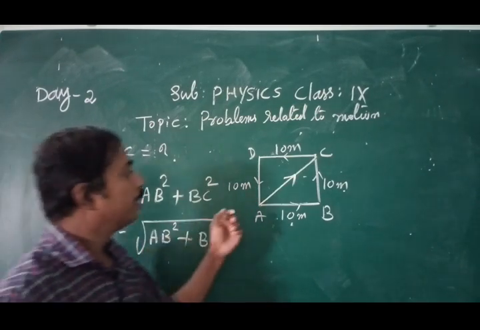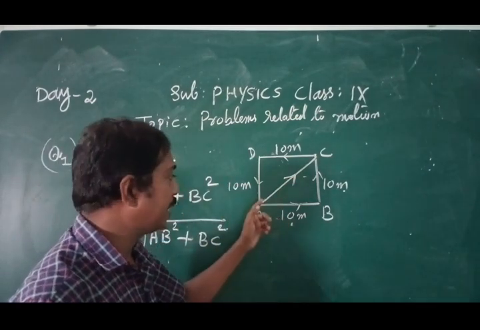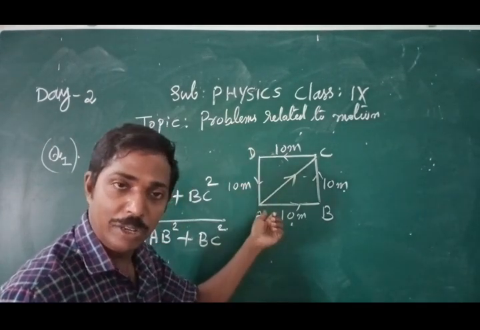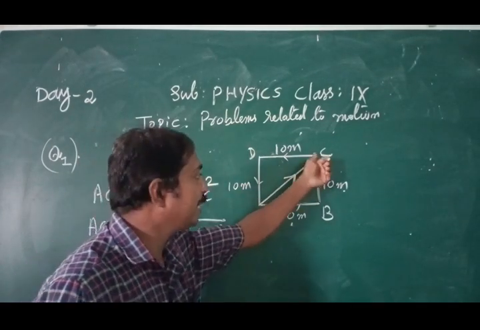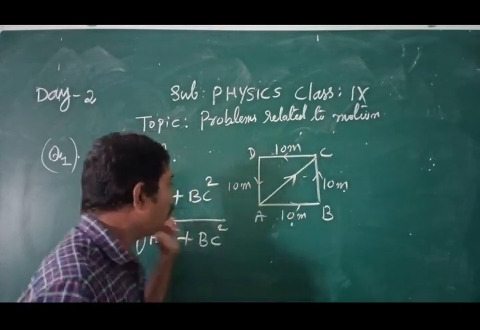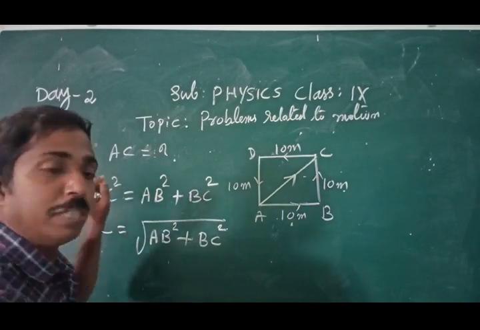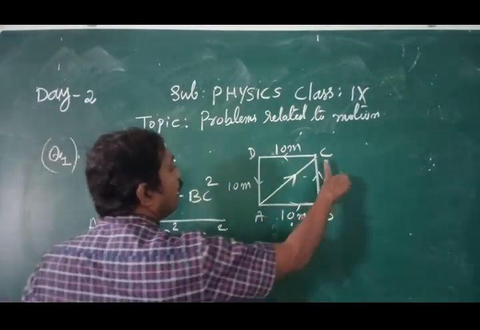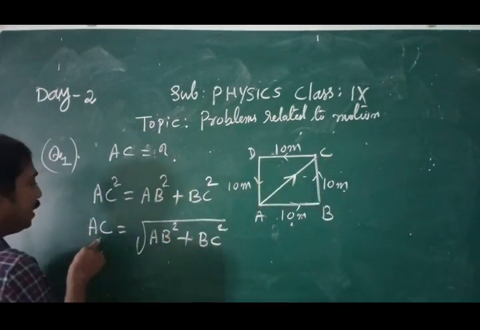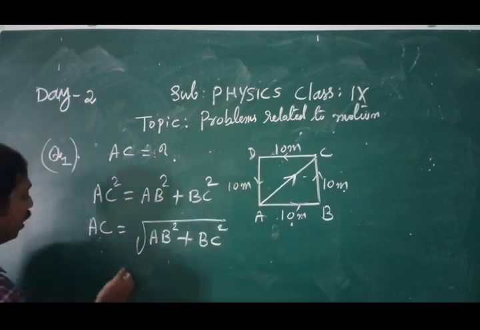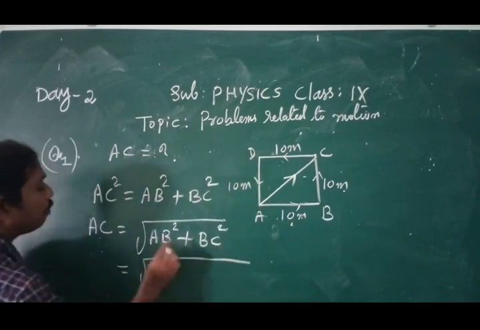Dear children, after 120 seconds the object will be at A, with only 20 seconds remaining, so it can reach only C. So AC is the displacement. To find AC, we are using the Pythagoras theorem: AC square equals AB square plus BC square. Then AC will be root of AB square plus BC square.